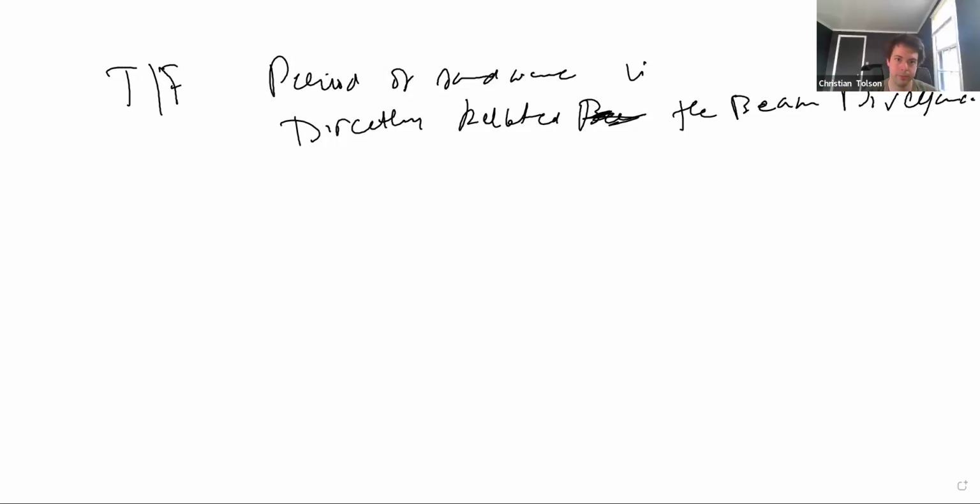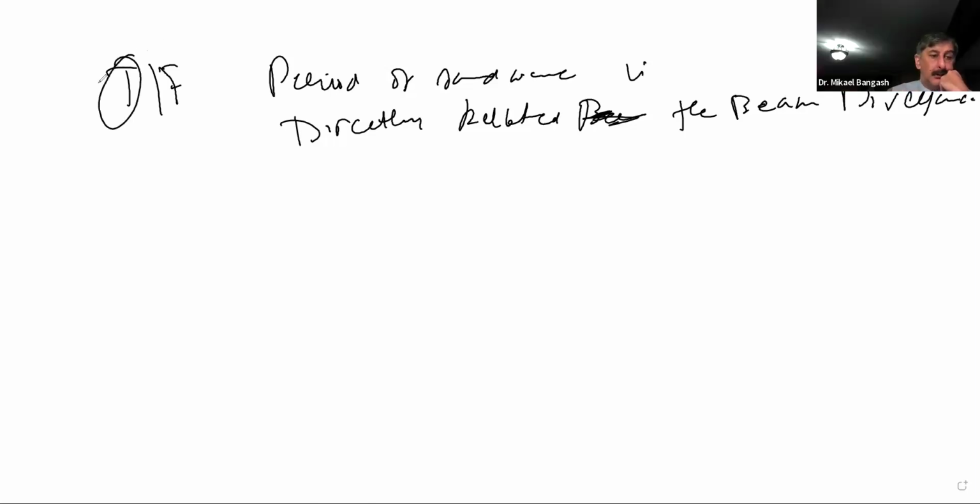That's true, right? Because what we can say is, if we have a greater period, we will have a lower frequency. And a lower frequency will have a greater beam divergence. So this and this, arrow up, mean that these two are directly related.